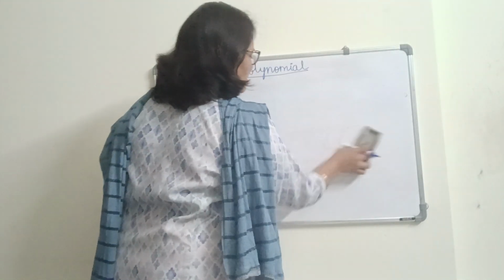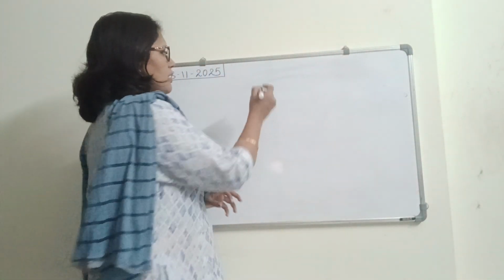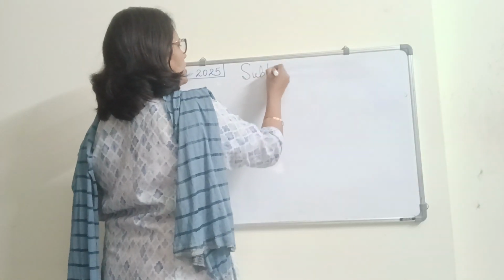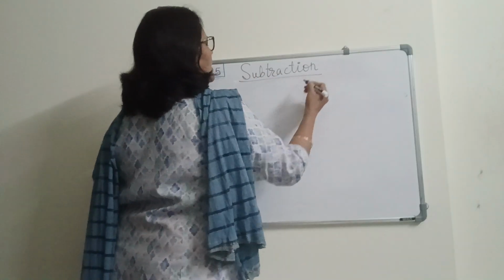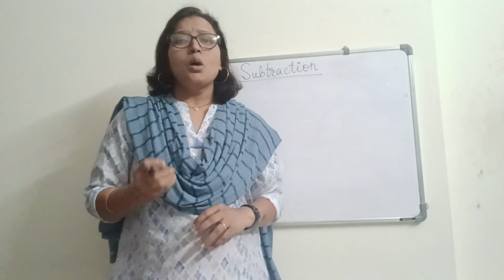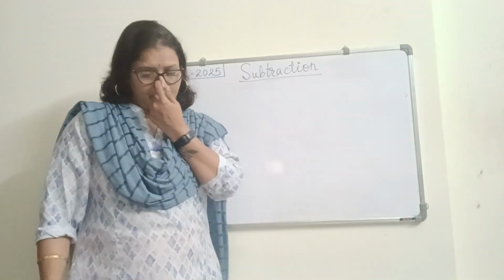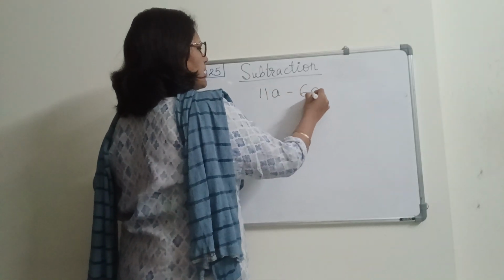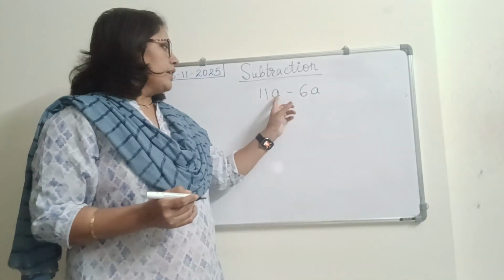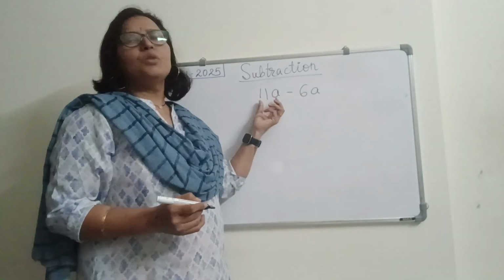Whenever we are doing subtraction, we move ahead with the additive inverse also. So now, subtraction of polynomials. Now we are going to learn how to subtract polynomial expressions. Suppose I have here the example 11a minus 6a. These are like terms: here also a, here also a. Only the constants are different. So how to do the subtraction of this?